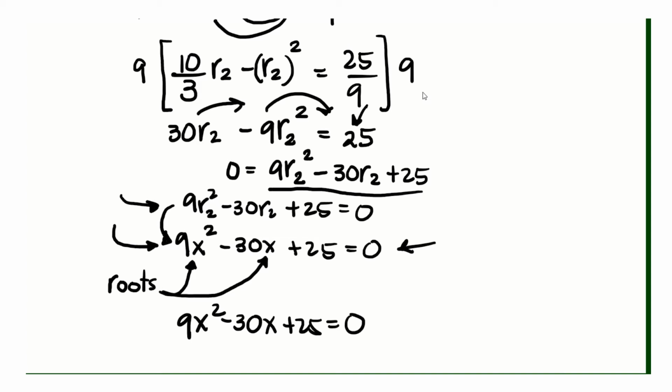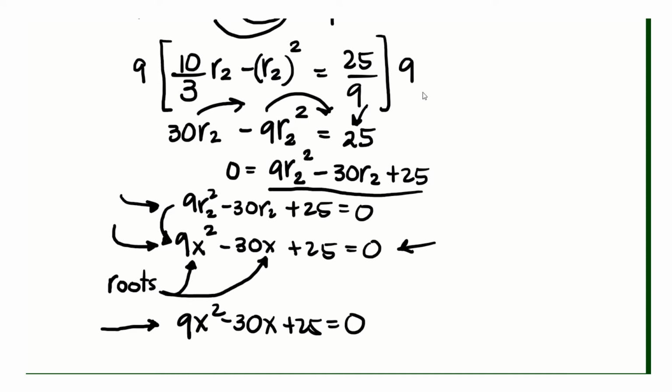Now, will this be true if we have used R1? Actually, even if you do the same steps using R1 instead of R2, you will end up with this equation, 9x squared minus 30x plus 25 equal to 0. And that's just one of the many possible equations. Why do I say just one of the many possible equations?